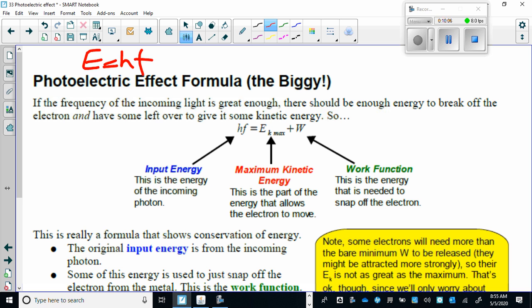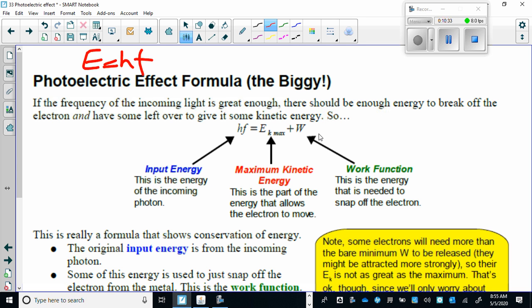And then the outcoming energy, so on one side we have energy in, and on this side we have energy out. The outcoming energy is the energy that the ejected electrons have, plus the energy that you need to give the electrons to get them off the surface of the metal. In other words, the work function.